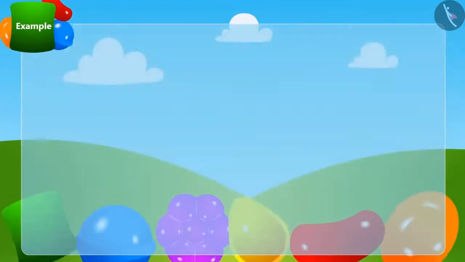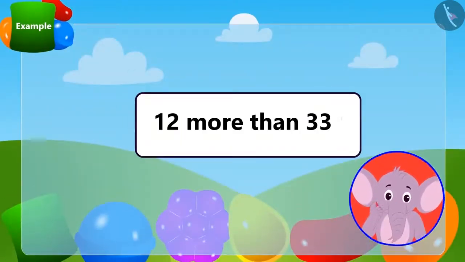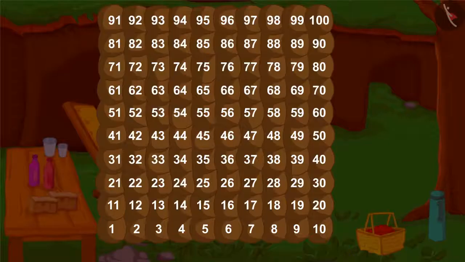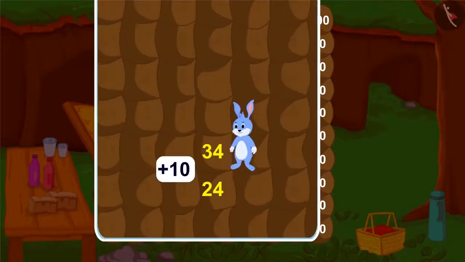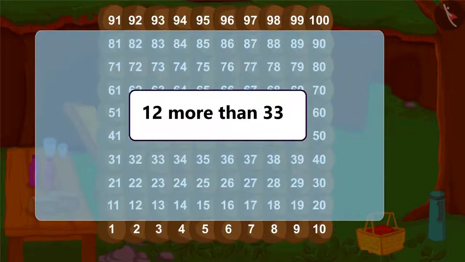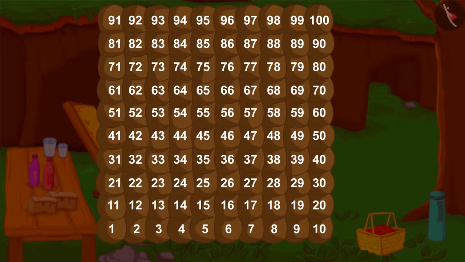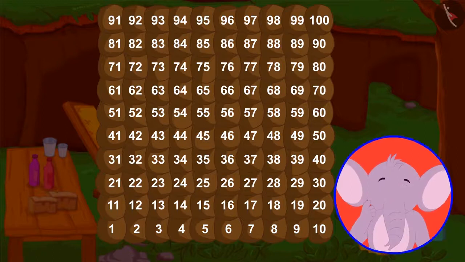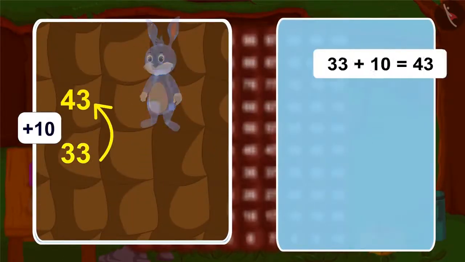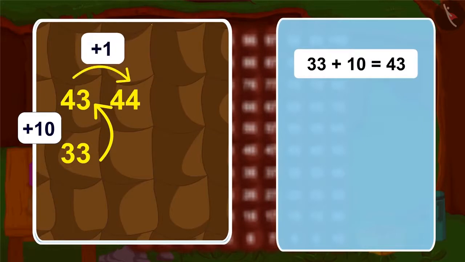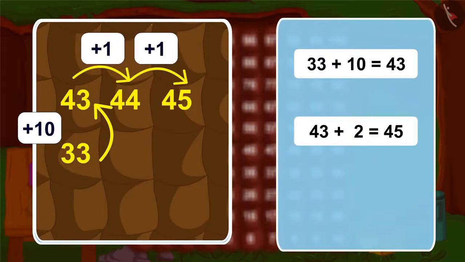Can you tell me how much is 12 more than 33? Because now we know how to take a jump of 10, why not use Bunny's house to find out how much is 12 more than 33? What do we have to do for this? Let's jump a long 10 from 33, then go 2 steps further. We reached 12 steps ahead of 33. 45. In this way, 45 is 12 more than 33.